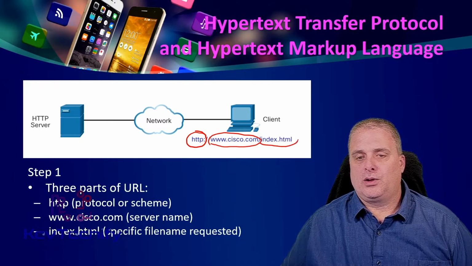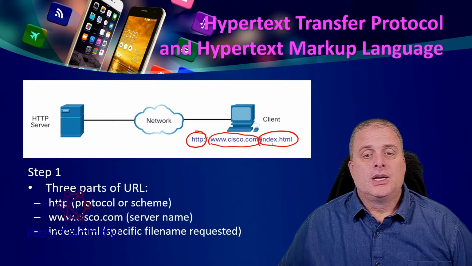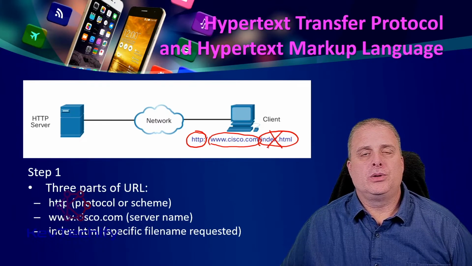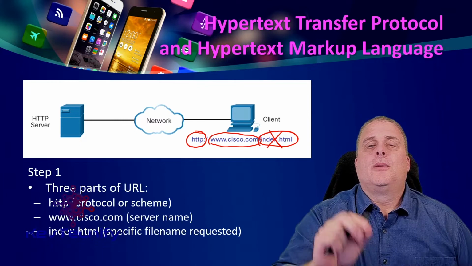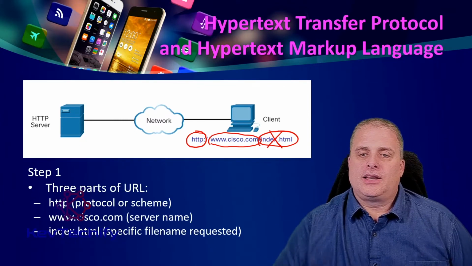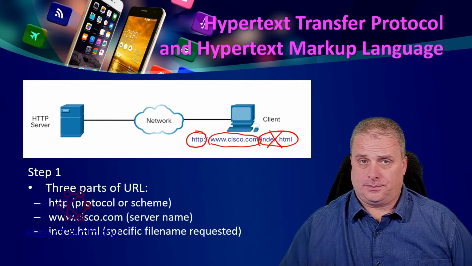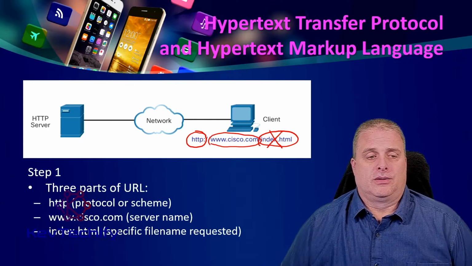The specific file that we're asking for in this example is index.html. Sometimes this last part is optional. What the server can do is set it up where if you don't specify a certain file, by default, we're going to give you the file named this. And a lot of times it's index.html or default.htm. It depends upon the type of server, but there is a default document.